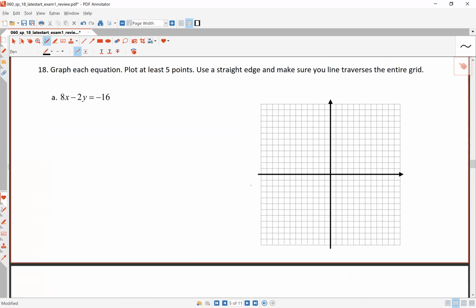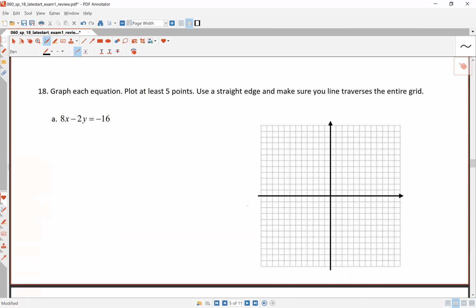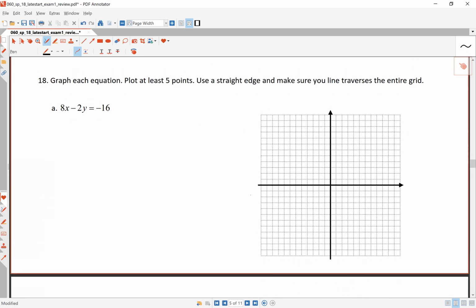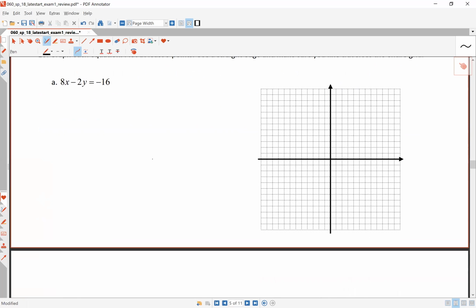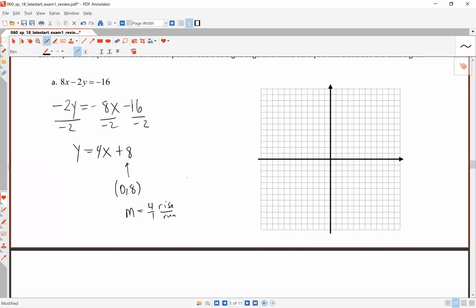All right, let's look at graphing lines. So the best way to graph these lines is to write them in slope-intercept form. If I have 8x minus 2y is negative 16, I solve for y by subtracting 8x from both sides. And now divide by negative 2, and I get y is equal to 4x plus 8. So 8 is the starting point, (0, 8), and the slope is 4 over 1, or rise 4 and run 1.